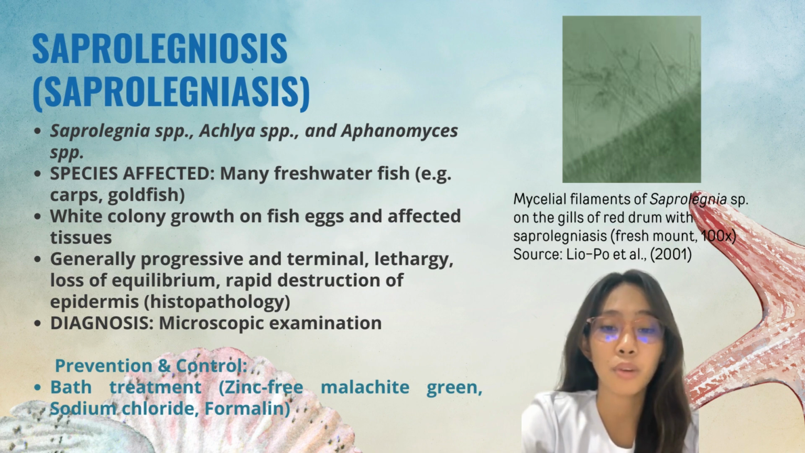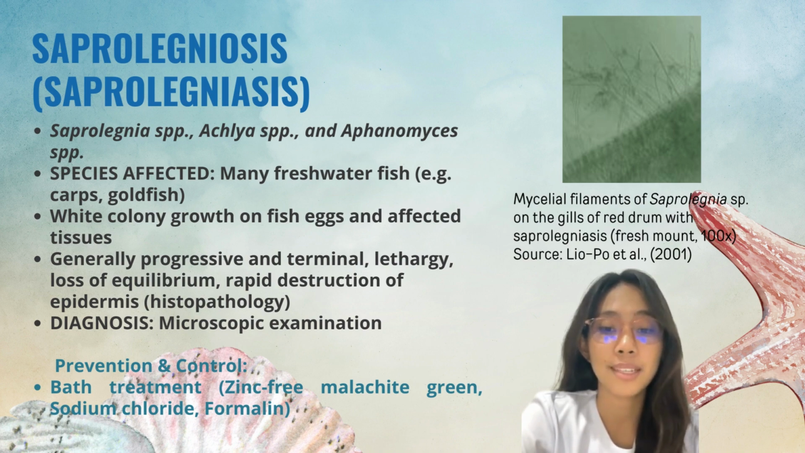Affected fish become increasingly lethargic, tire more easily, and become less responsive to external stimuli. Loss of equilibrium often occurs shortly before death. Histopathologically, evidence of rapid destruction of epidermis with slight inflammatory response can be observed.